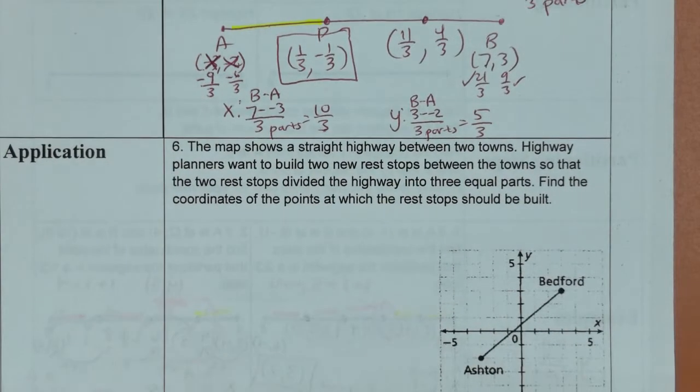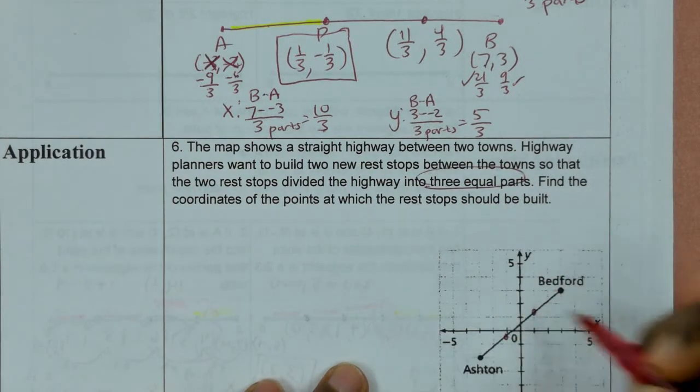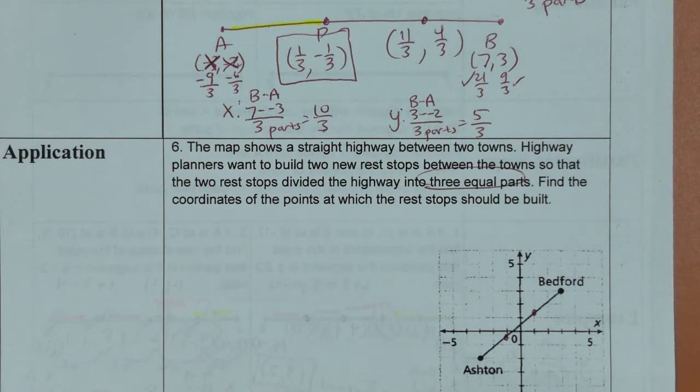All right, then number 6. The map shows a straight highway between two towns. Highway planners want to build 2 new rest stops between the towns so that the 2 rest stops divide the highway into 3 equal parts. So they're telling us the total amount of parts is 3. Find the coordinates of the points at which the rest stops should be built.